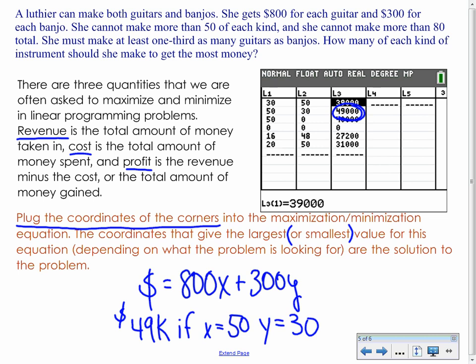All right. That's one example of linear programming. It is kind of neat. It takes a while. Some of them, the different problems can come at you in different ways, but that's the general way to do it.